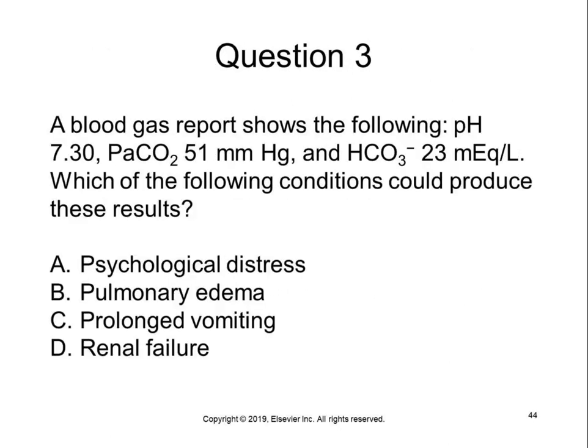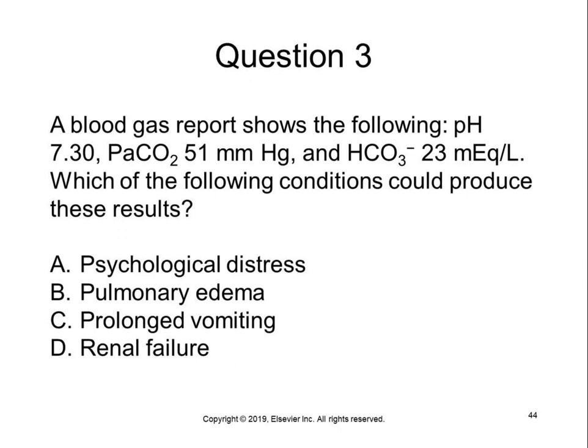And we have question number 3. A blood gas report shows the following: pH 7.3, PaCO2 51, and bicarbonate 23. Which of the following conditions could produce this result?